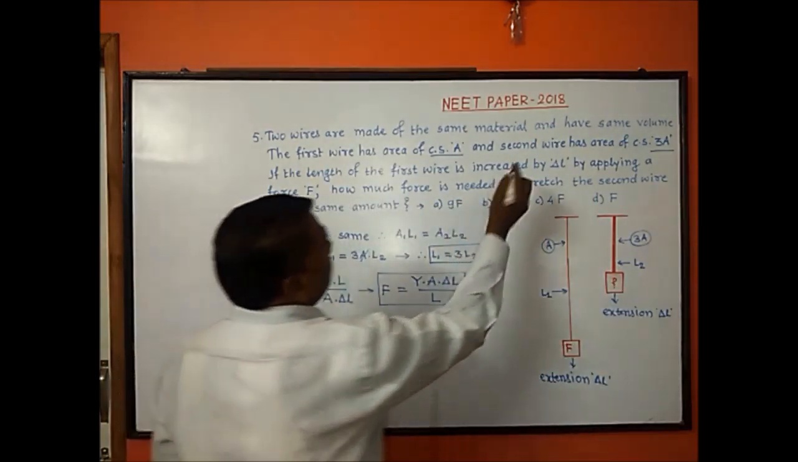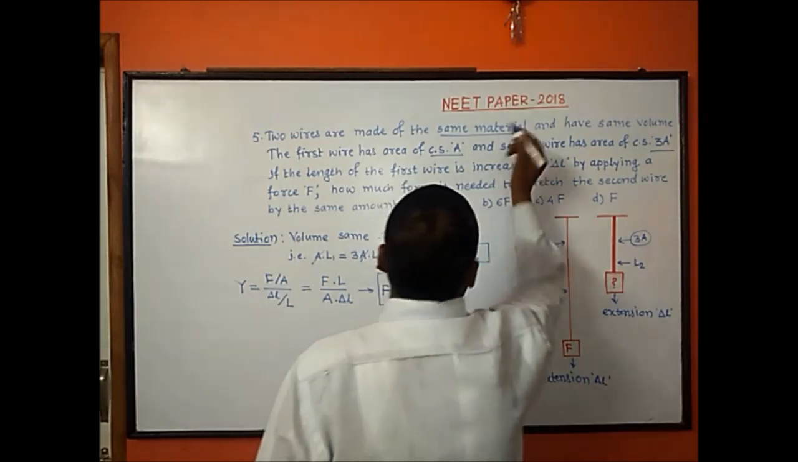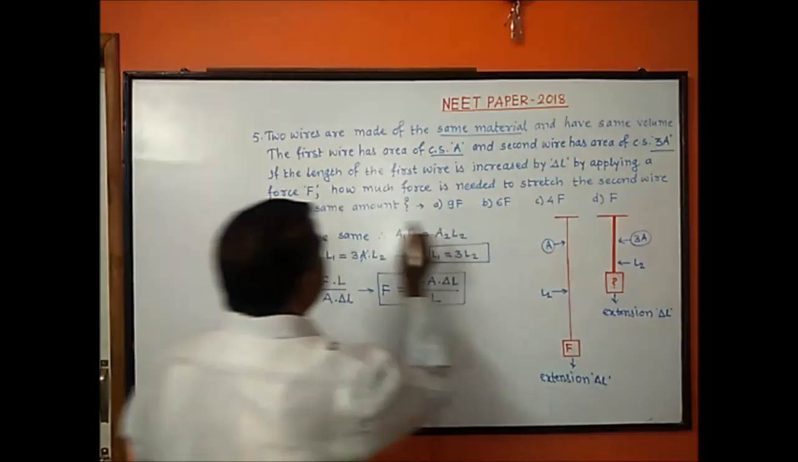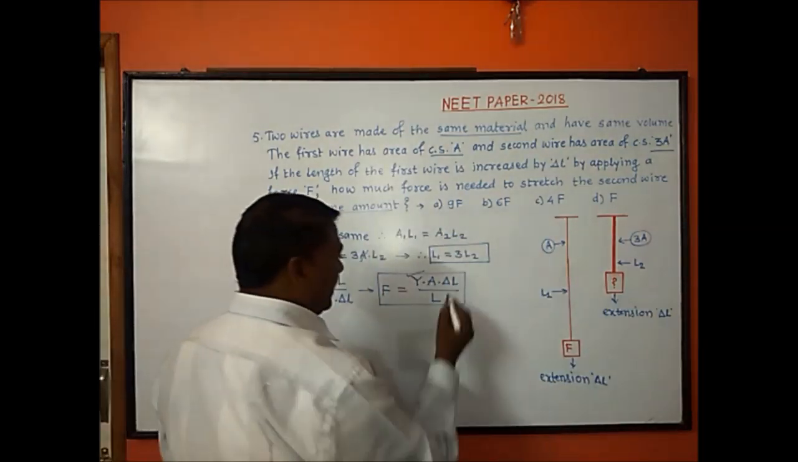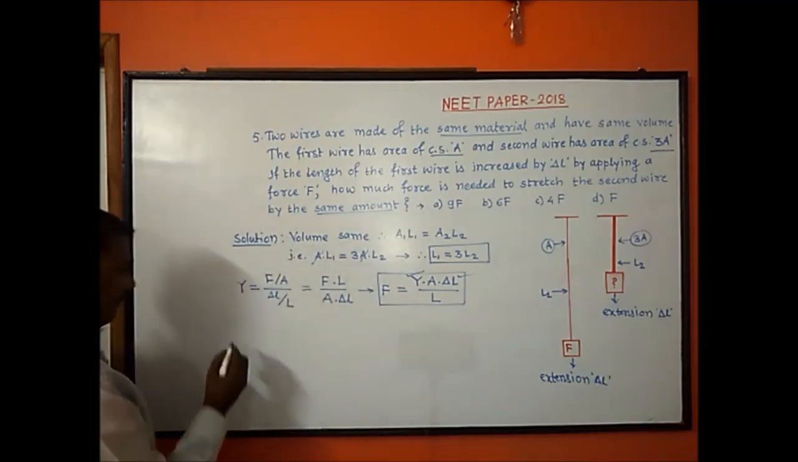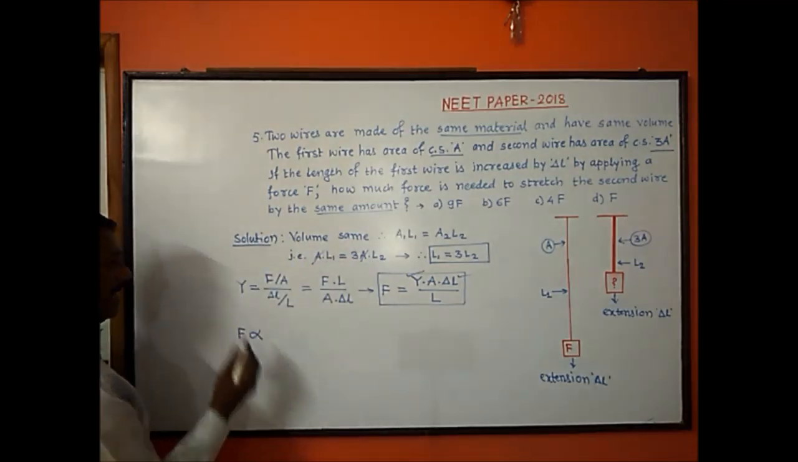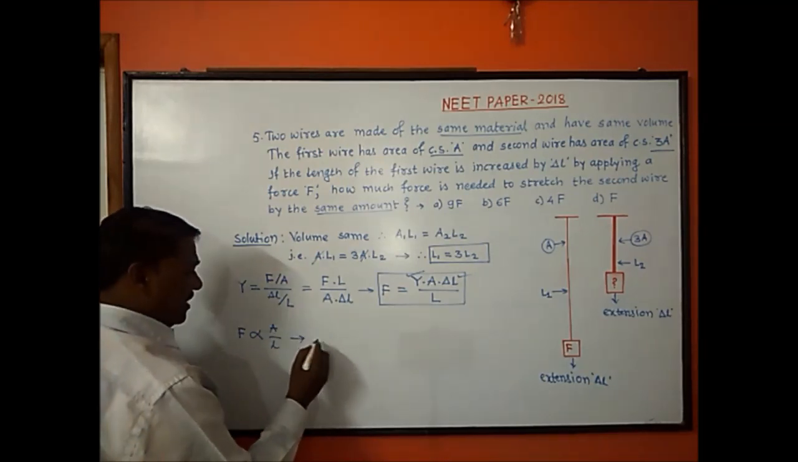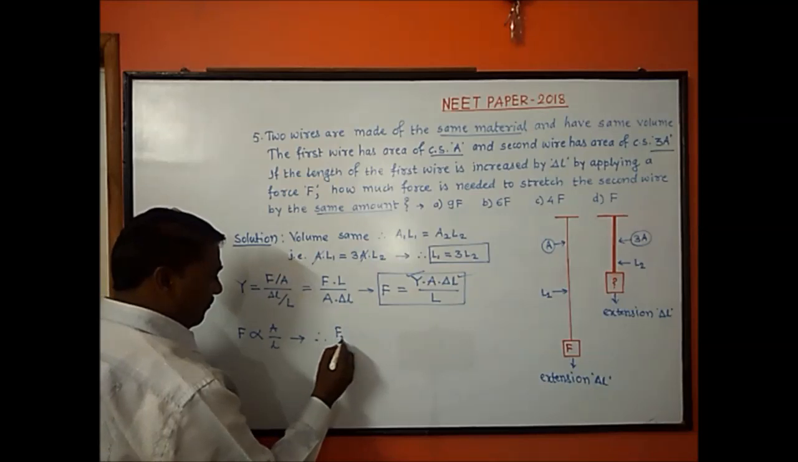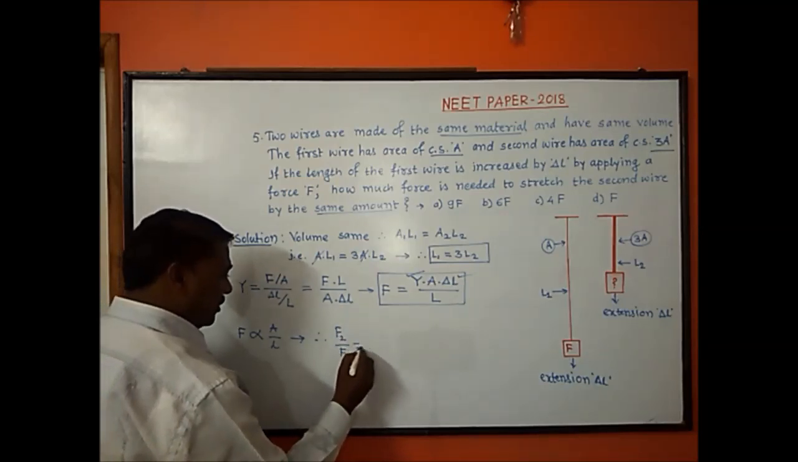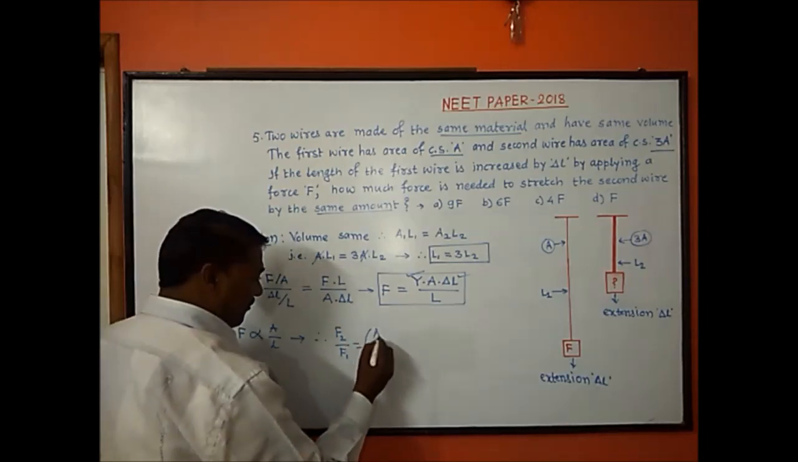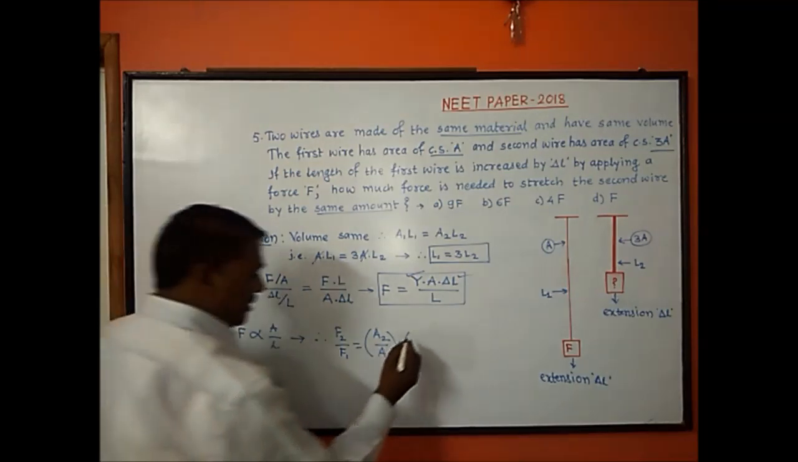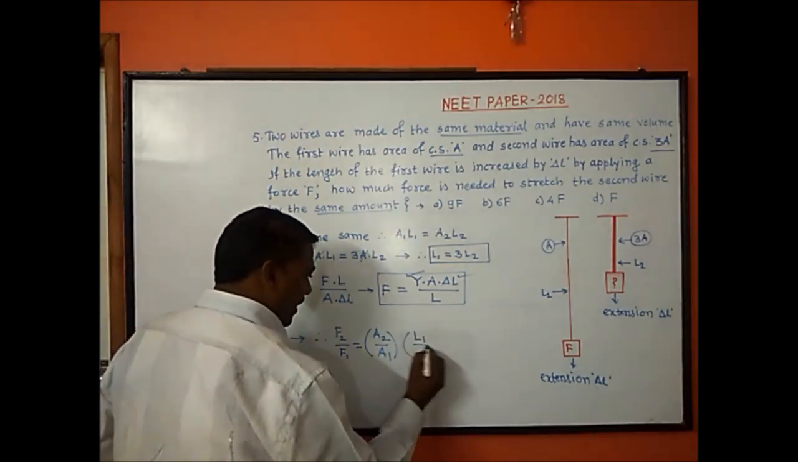Now again by the given data, same material, that means Y is the same, and extension in both wires is also the same, that is delta L is also same. So therefore we can say F is directly proportional to A upon L, and from this we can say F2 upon F1 is equal to A2 by A1 multiplied by L1 upon L2, area being directly proportional and length inversely proportional.